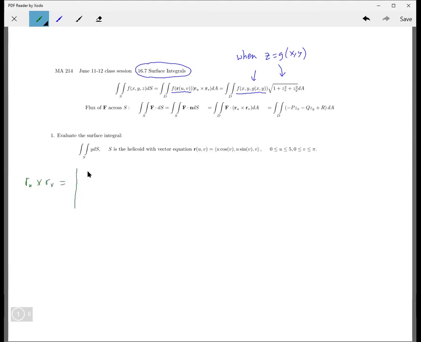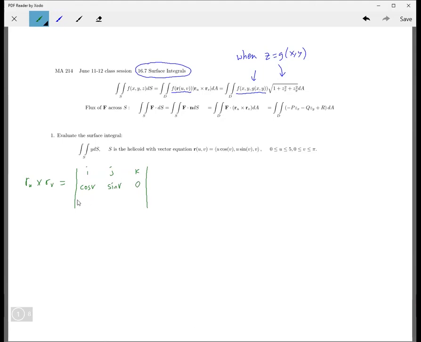Okay, and I'm just going to go ahead and do it right here. So what's r sub u? You mean the differential of that? Yeah, so the partial of all of this with respect to u. Wouldn't that be just cosine v? Yeah, and then sine v, and then 0. Oh, 0, because that didn't have u.